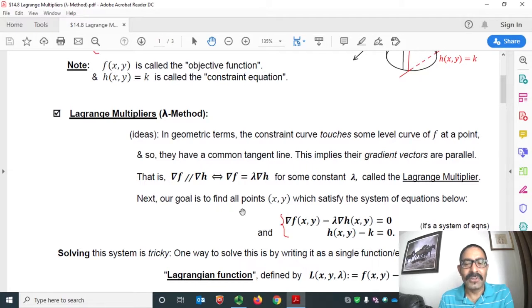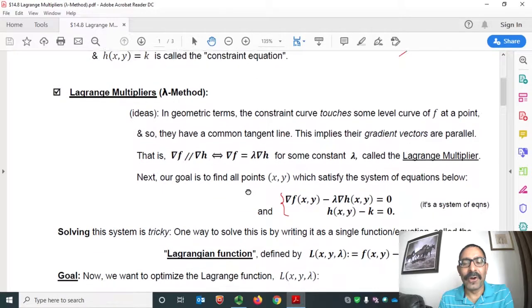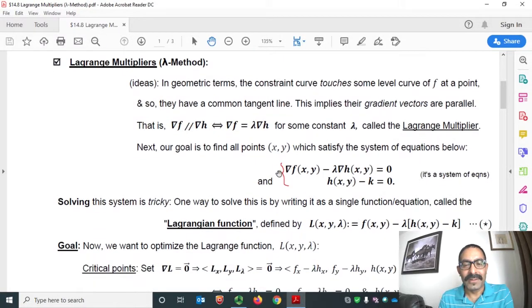Next, our goal is to find all points (x,y) which satisfy the following system of equations. Gradient f minus lambda times gradient h equals 0, and the constraint h minus k equals 0. It's a system. Now we want to solve this system. Solving this system is sometimes tricky.